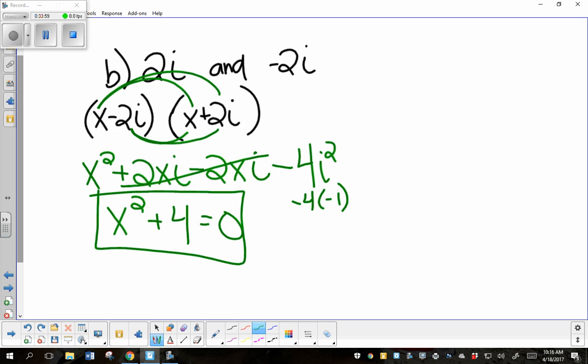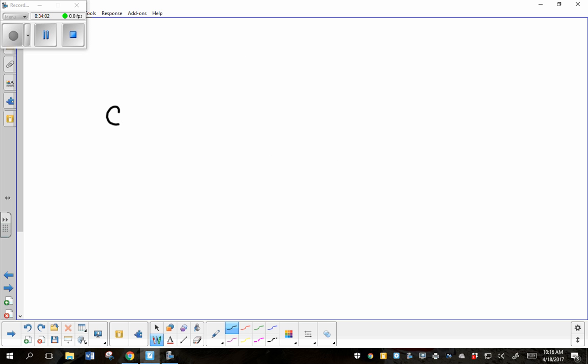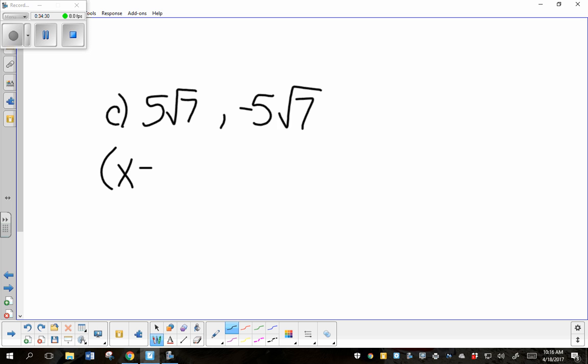All right, 2 more examples. So we're going to find an equation with these 2 solutions. 5 root 7 and negative 5 root 7. I would have you guys do this one, have someone come up here and do it, but we're kind of running out of time. These are long today. Raise your hand if you can tell me what my 2 parentheses should say. X. Let's do the minus first because it goes with this one. X minus 5 root 7 and x plus 5 root 7.